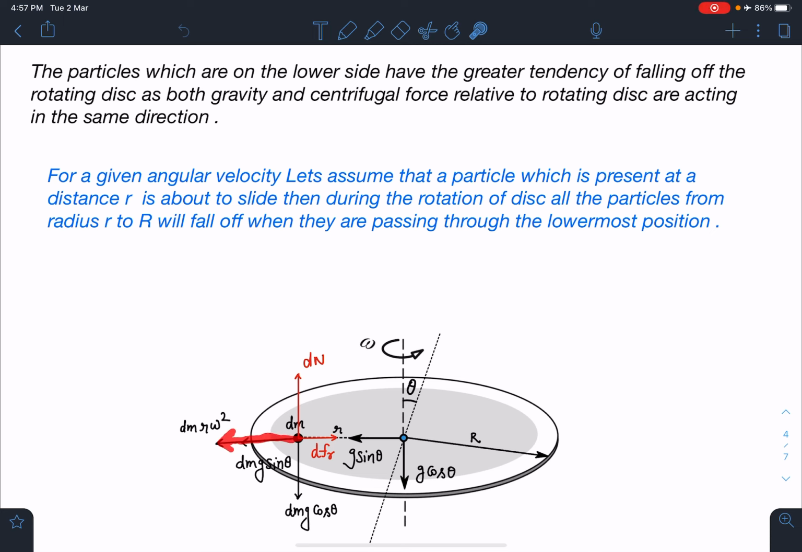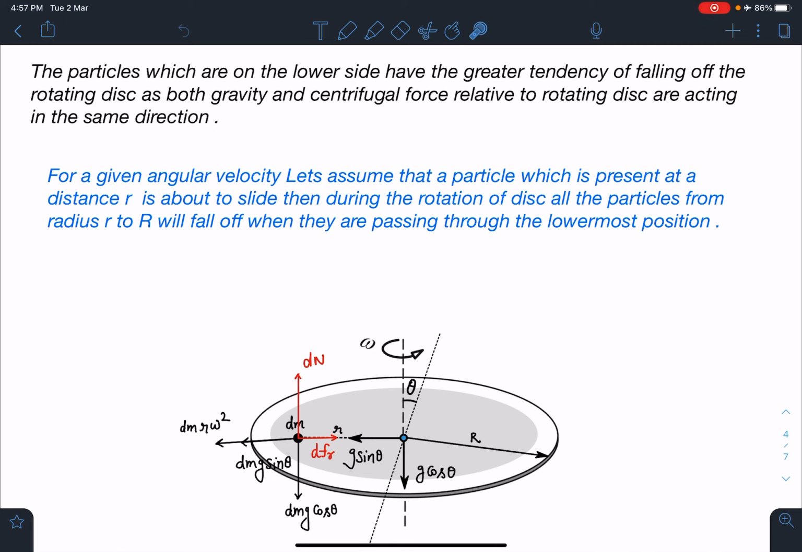The larger the radius, the larger the pull in this case, because dm g sine theta is constant. So this particle has the maximum tendency of sliding off this plate or disk. That's what was given in the hint, and you can understand because this centrifugal force will become the maximum at this particular point for a given omega. Here I have written that the particles on the lower side have greater tendency of falling off the rotating disk, as both gravity and centrifugal force relative to the disk are acting in the same direction.